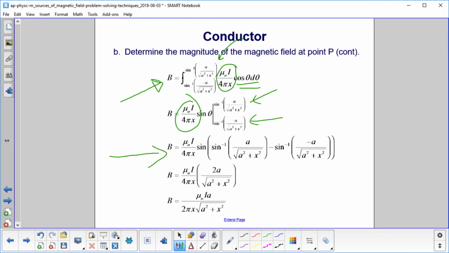And now comes the cute part. What's the sine of the sine inverse? Well, it's just the argument here. So it'll be A over the square root of A squared plus X squared. Then the sine of the sine inverse of this will just give us negative A over the square root of A squared plus X squared. We have a minus here. Well, let me just erase here so we can see the minus clearly. This minus turns this minus into a plus. So we just have A over the square root of A squared plus X squared plus A over the square root of A squared plus X squared. That's this term here. Multiply it out, and this is our magnetic field.